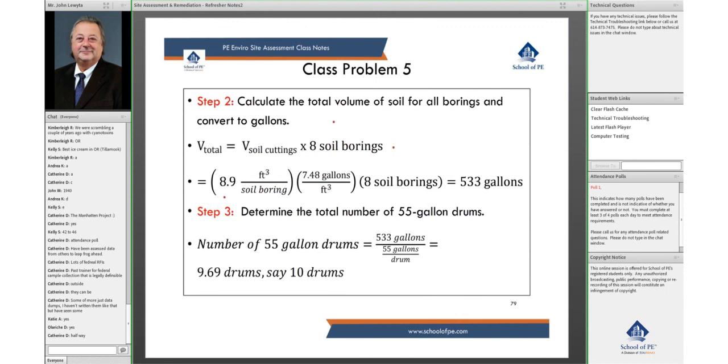Good old number. Did you remember that number, Lori, for your exam? Was that the water and wastewater stuff? 7.48 gallons per cubic foot.